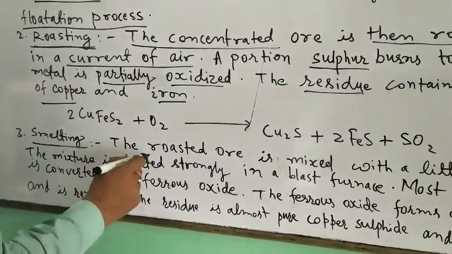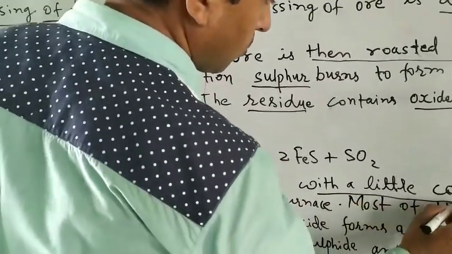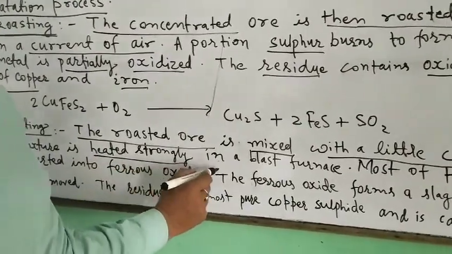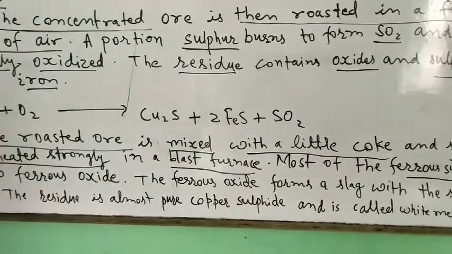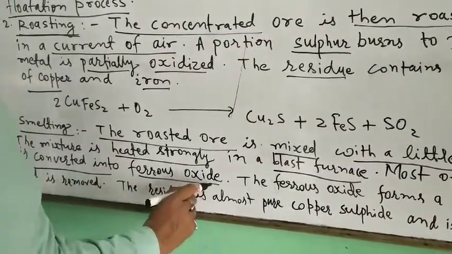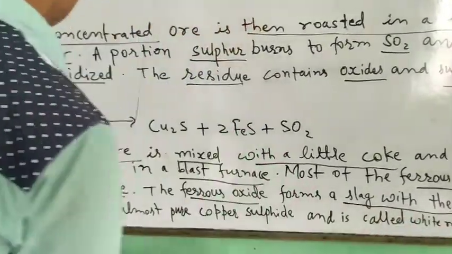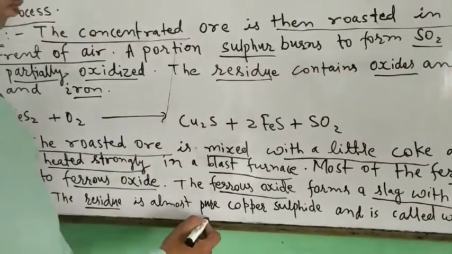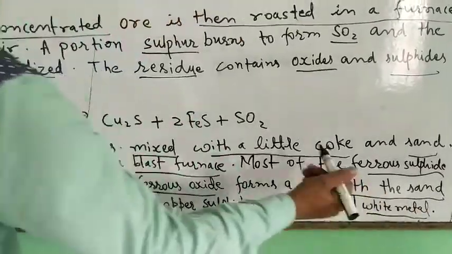In smelting, the roasted ore is mixed with a little coke and sand. The mixture is heated strongly in a blast furnace. Most of the ferrous sulfide is converted into ferrous oxide, and ferrous oxide forms a slag with the sand and is removed. The residue is almost pure copper sulfide and is called white metal.